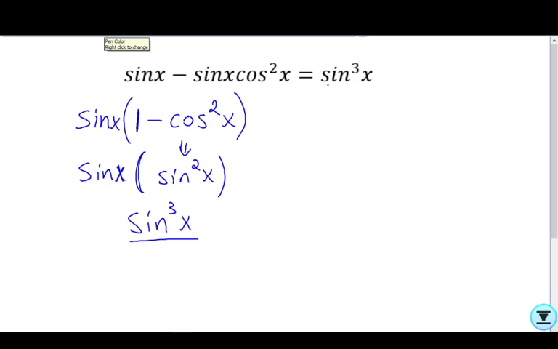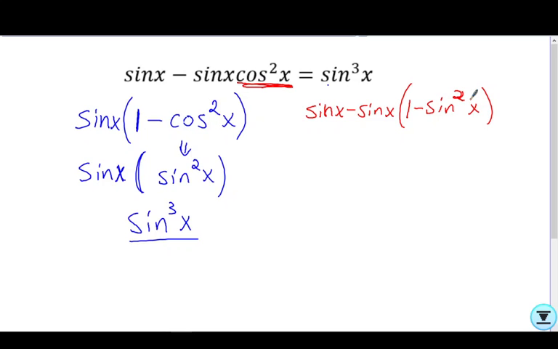Now, you could have done it a little different way. Instead of factoring out, you could have gone straight to actually using the Pythagorean identity if you wanted to. It would have been a little bit more difficult, and I'll talk about why in just a second. But we could have changed this cosine squared to its trig identity, 1 minus sine squared.